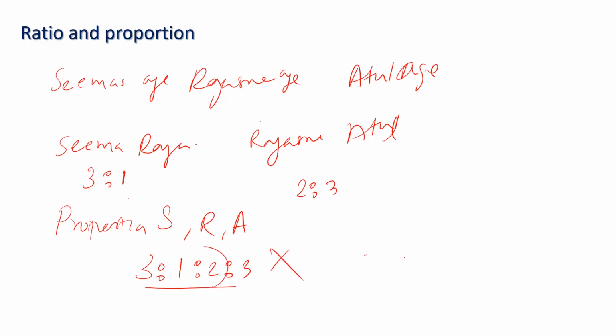For that, this should be made common, 1 and 2. There should be a common number. So we know that 3:1 can be written like this as 3/1, and 2:3 like this as 2/3. Now the issue is 1 and 2 to be managed. 2/3, 3/1.